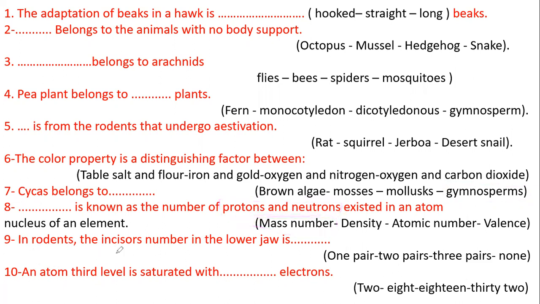In rodents, the number of incisors in the lower jaw is, yeah, the same as the upper jaw. In rodents, both of them have one pair of incisors. While lagomorphs have two pairs up and one pair down.